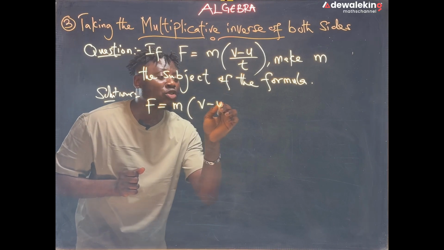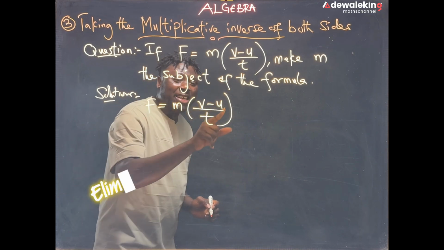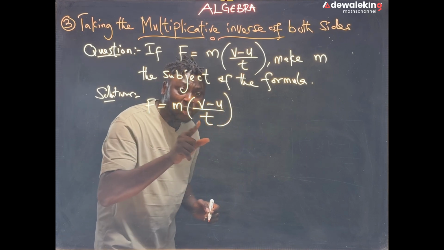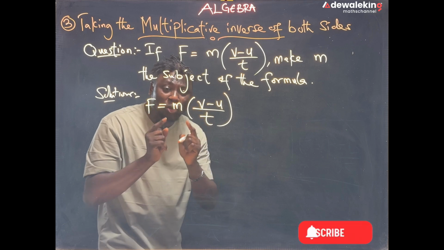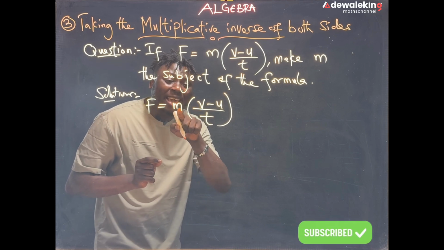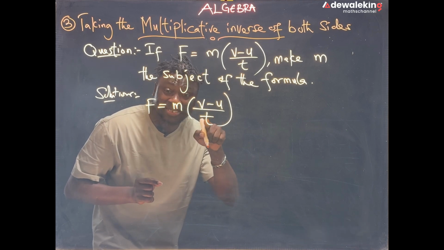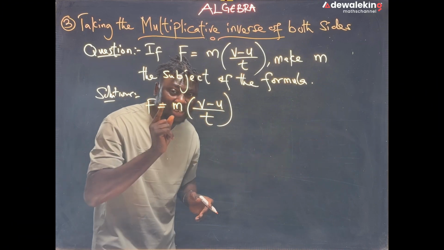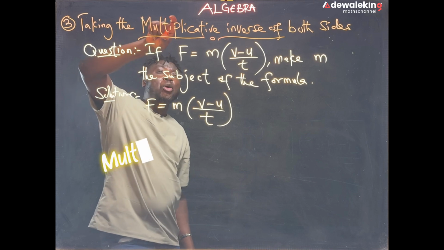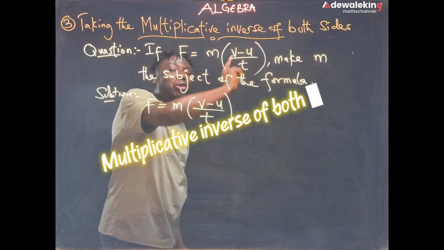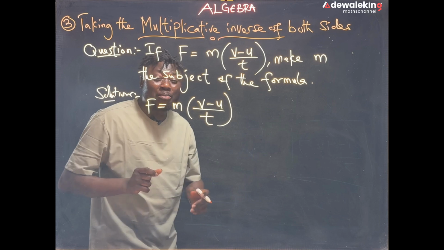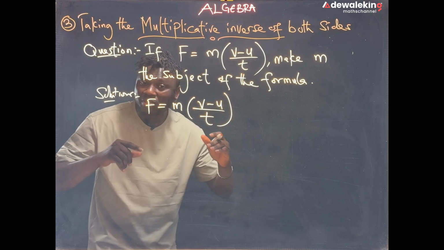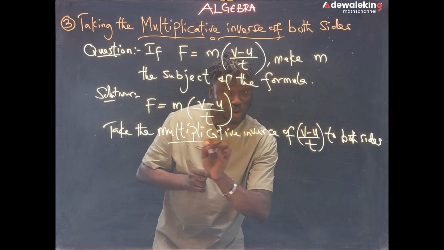Say f. So we have to eliminate everything around m. And we're going to eliminate this. We have to know that what combines m and this, v minus u over t, is just multiplication. Because of that, we are going to take the multiplicative inverse of both sides. So let's take the multiplicative inverse of v minus u over t to both sides. So you write, then we underline.